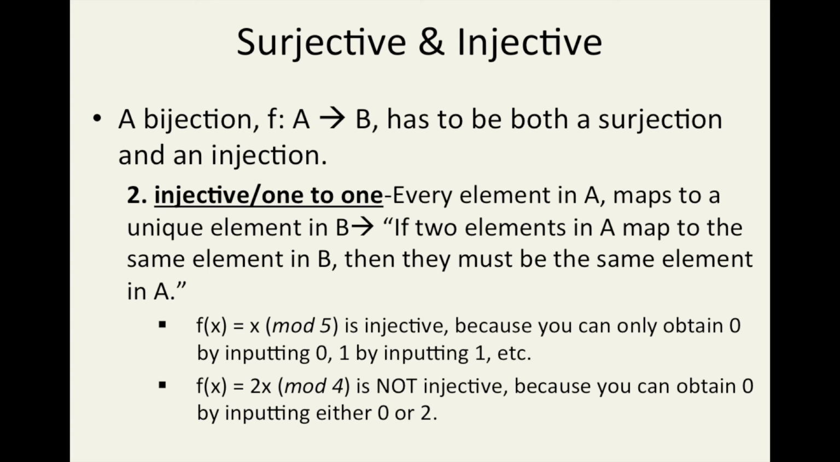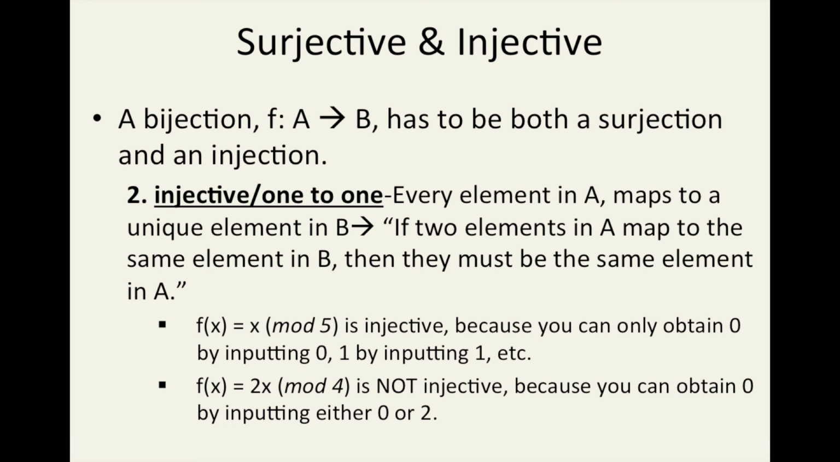For example, good old f of x equals x, specifically in mod 5. That means that the domain can be 0, 1, 2, 3, or 4, and the possible values for f of x are also 0, 1, 2, 3, and 4. It's pretty obvious that the only way that you can get 0 given f of x equals x is by inputting 0, and the only way to get 1 is by inputting 1. So every single value in the domain, 0 through 4, also gives a unique value 0 through 4. Again, the only way that you can get 0 is by inputting 0, getting 1 by inputting 1, etc.